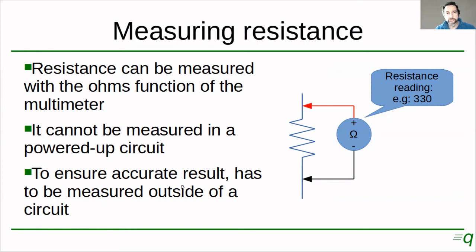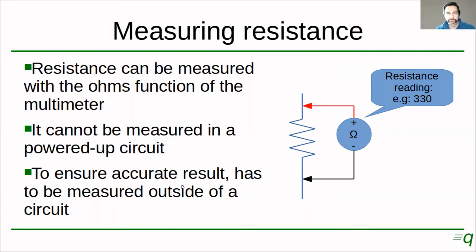Also, to get an accurate result, you just have to measure the resistor by itself. If you have other things connected to that resistor, for instance, if that resistor is in a circuit with something else, whatever you measure there is going to be a combination of that resistor with whatever else is connected there, and not just the resistor. So keep that in mind.